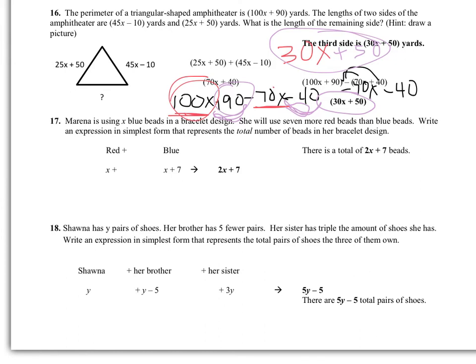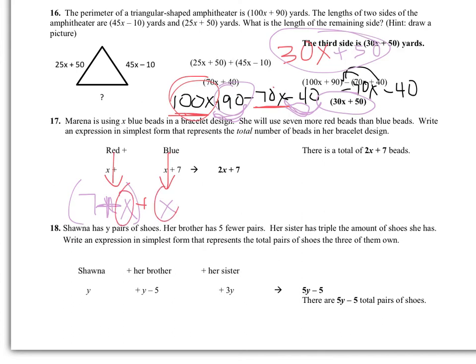Okay, so we know that there's going to be X in her blue beads and then 7 more. Pretend that looks like a plus in my world. So here's her red beads. Pretend that said beads. So X blue and 7 more red beads than blue beads. So boom.